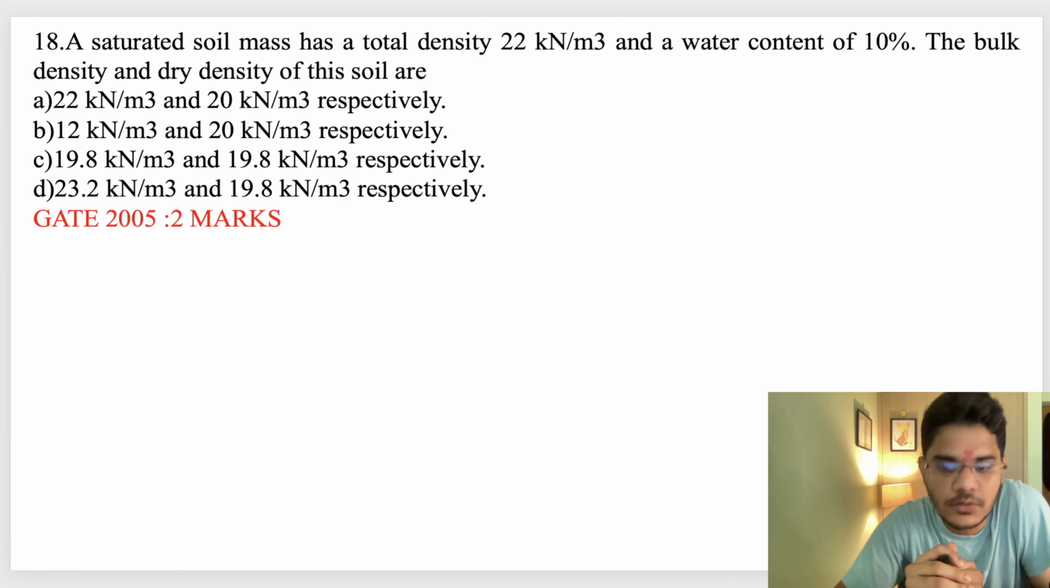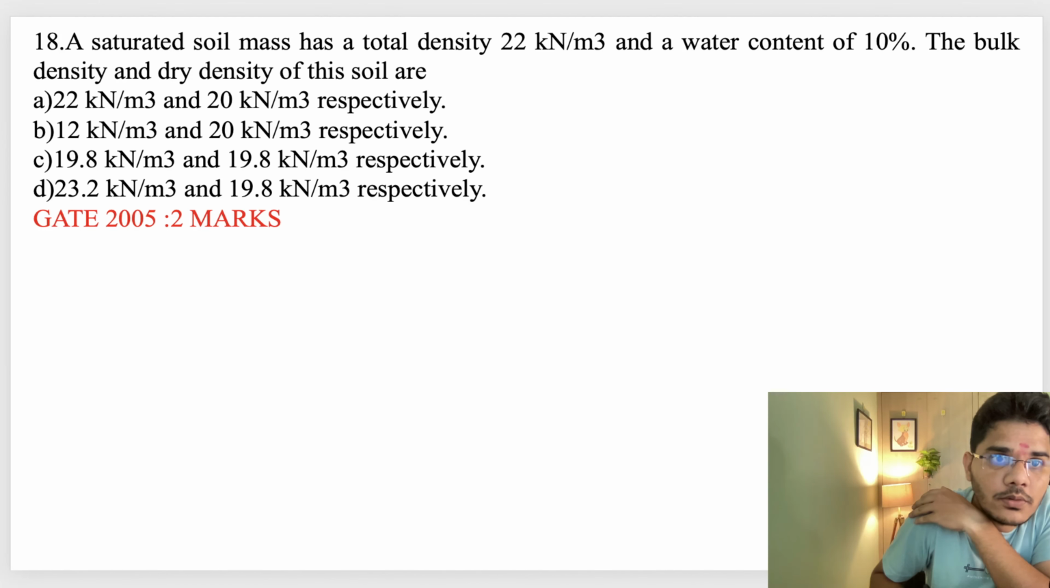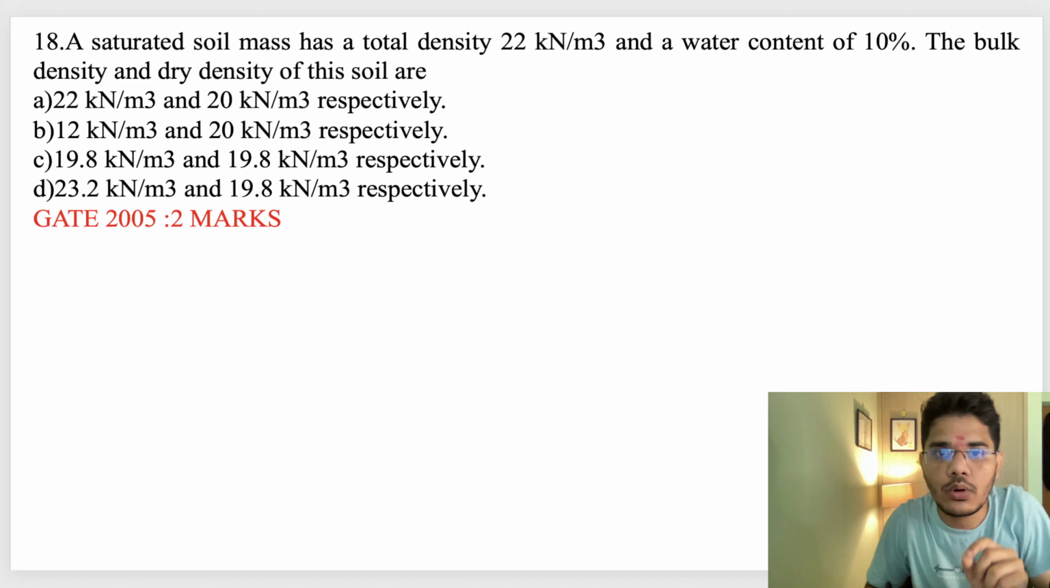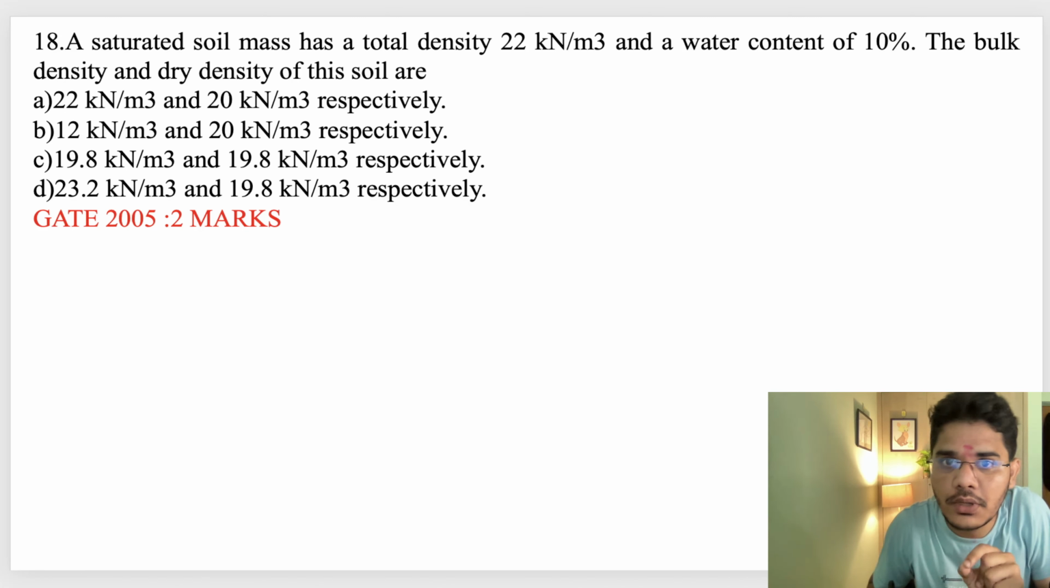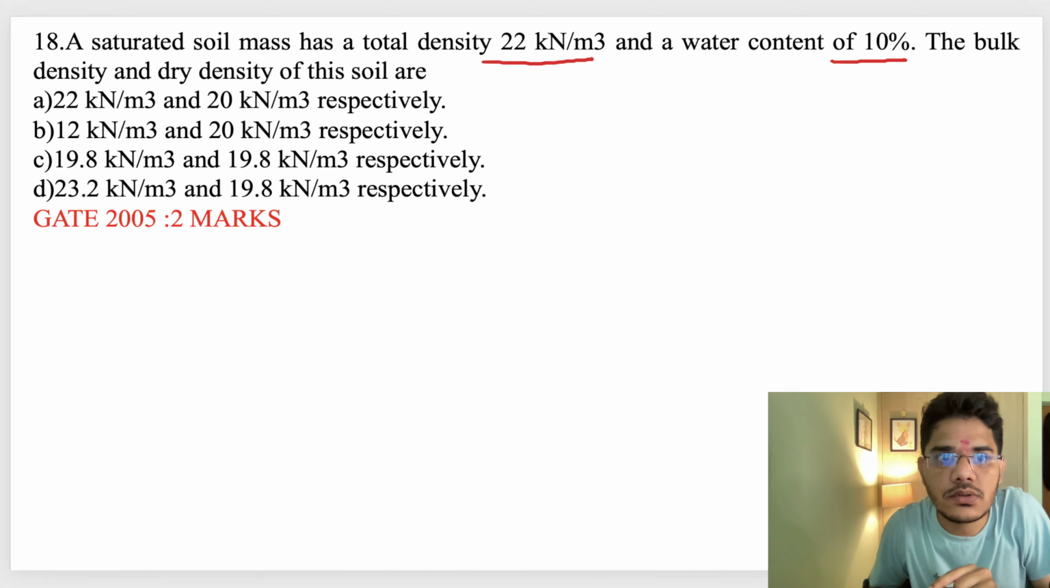So hello everyone. In this video also we will continue our discussion on previous year GATE questions on this topic, soil water relationships. So let us read the question carefully. A saturated soil has a total density of 22 kilonewton per meter cube and a water content of 10%. So total density is given and water content also is given.